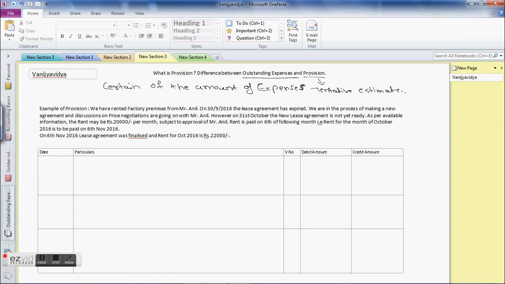Now, see, we have rented a factory premises from Mr. Anil. So, lease agreement has already expired and we are in the process of price negotiation.